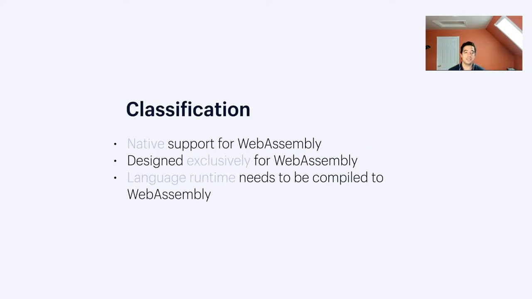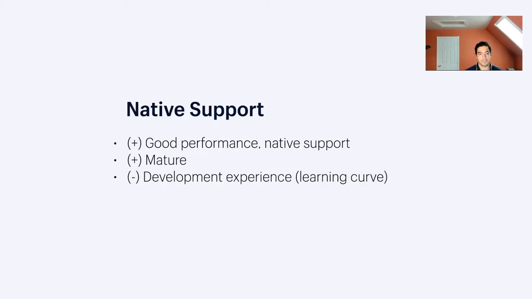Now, with these ideas in mind, we could classify the existing languages that target WebAssembly in one of these three buckets. The first one is languages that offer native support for WebAssembly. The second one are languages that are designed exclusively for WebAssembly. And then the third one are languages that require the language runtime to be compiled to WebAssembly. So let's look at each of them.